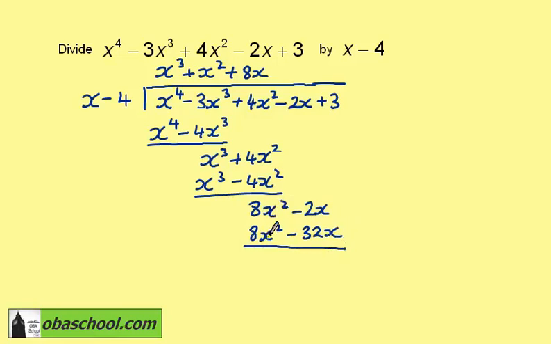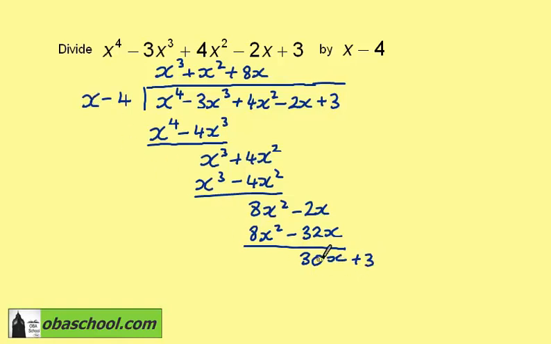8x squared minus 8x squared disappears. Minus 2x minus 32x becomes minus 2x plus 32x, which is 30x. We bring down the plus 3.